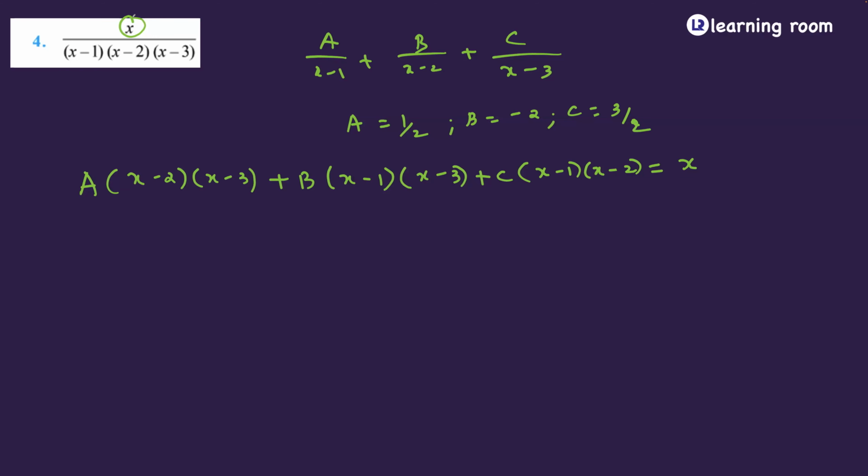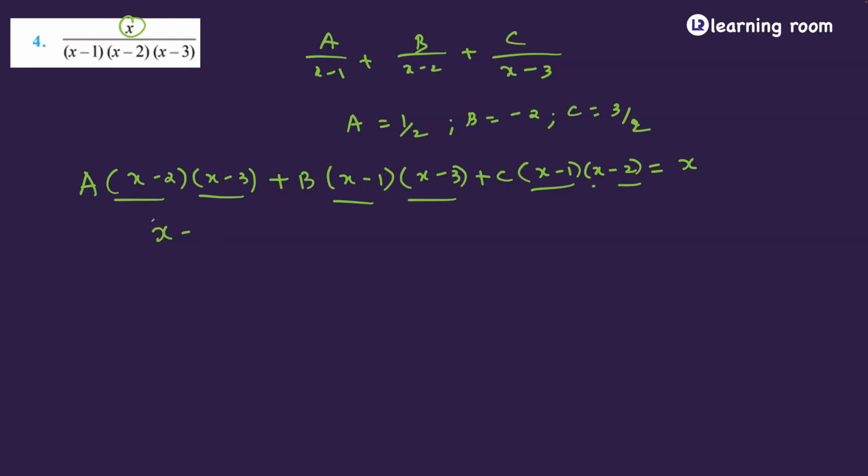Out of the 3 factors, if you observe, each constant will be multiplied only with 2 factors. So A is multiplied with x minus 2 and x minus 3. B is multiplied with x minus 1 and x minus 3. C is multiplied with x minus 1 and x minus 2. So there will definitely be one factor that is missing. For x minus 2 into x minus 3, what is missing? x minus 1 is missing.